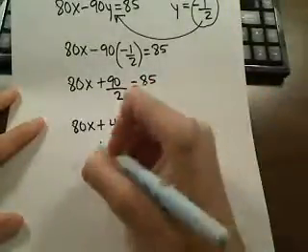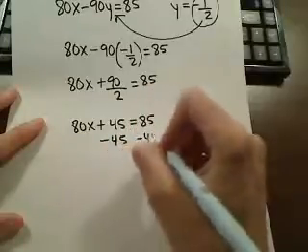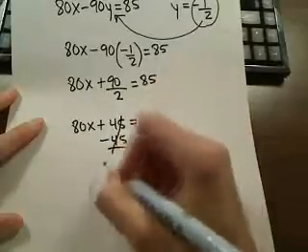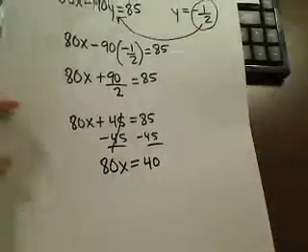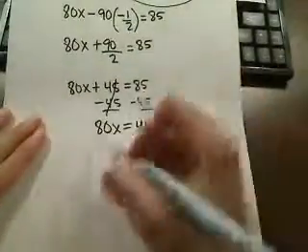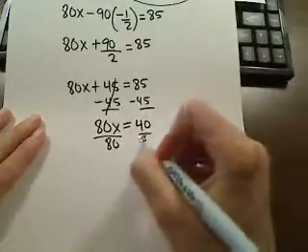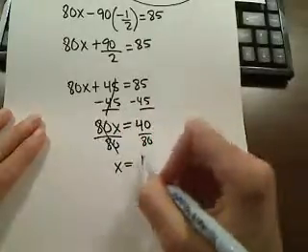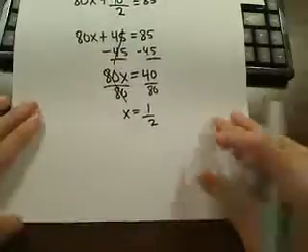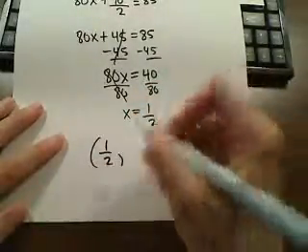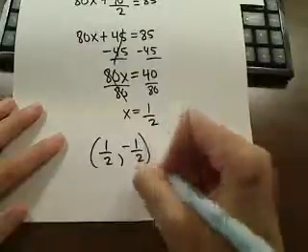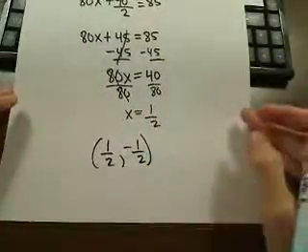And if we continue to solve for x here, subtract 45, then we have 80x equal to 40. And then we can divide by 80. And x is equal to 1/2 when we reduce that. So your solution here, your ordered pair solution, is 1/2 for the x and negative 1/2 for the y. And that's it for this problem.